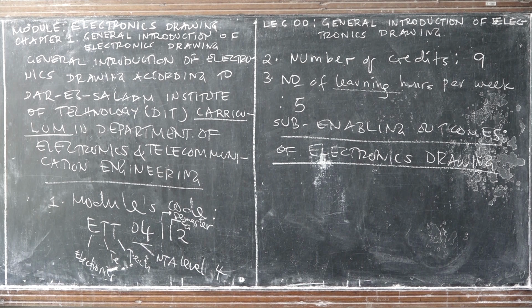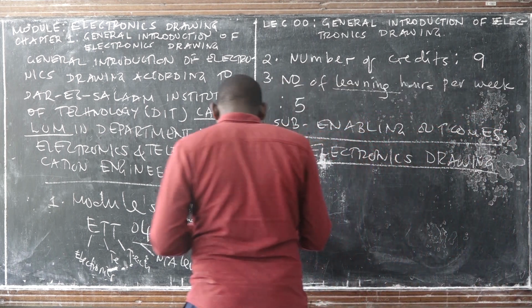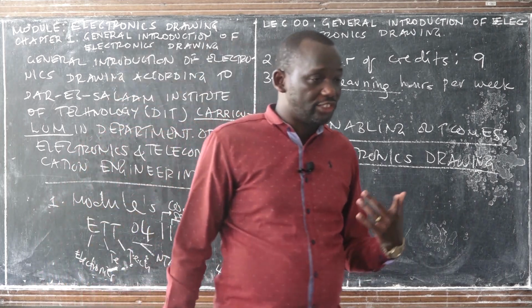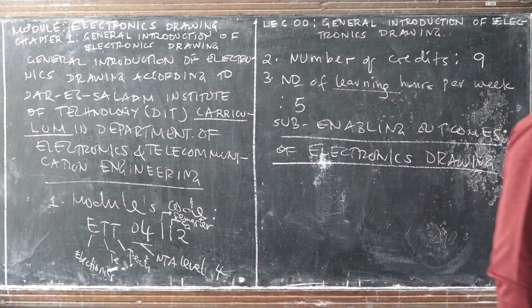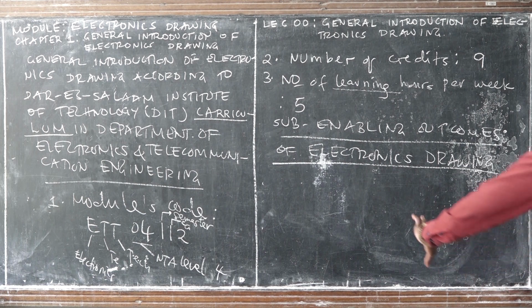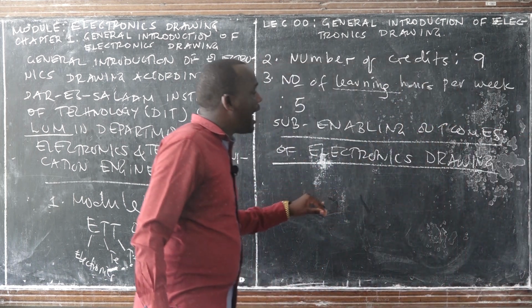According to the DIT curriculum, there are 60 sub-enabling outcomes or specific objectives that I, as a teacher, have to make sure I achieve in teaching you, and you, as the students, have to make sure that you achieve them. Are we together? Yes. Simply put, this is the plan. This is the guidance.